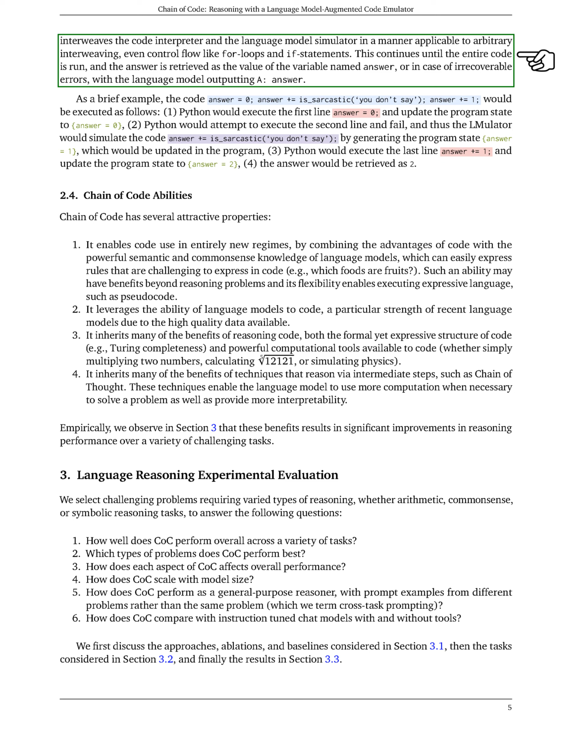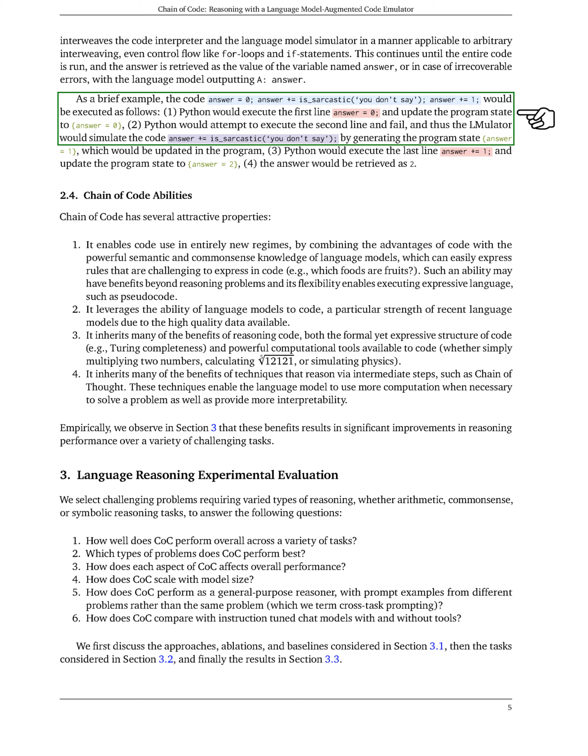Let's illustrate this with a brief example. The code answer equals 0. answer plus equals is_sarcastic, backquote you don't say, answer plus equals 1, would be executed as follows. 1. Python would run the first line, answer equals 0, and update the program state, answer equals 0. 2. Python would try to run the second line and fail, and thus the emulator would simulate the code answer plus equals is_sarcastic, backquote you don't say, by generating the program state, answer equals 1, which would be updated in the program. 3. Python would run the last line, answer plus equals 1, and update the program state, answer equals 4. The answer would be retrieved.